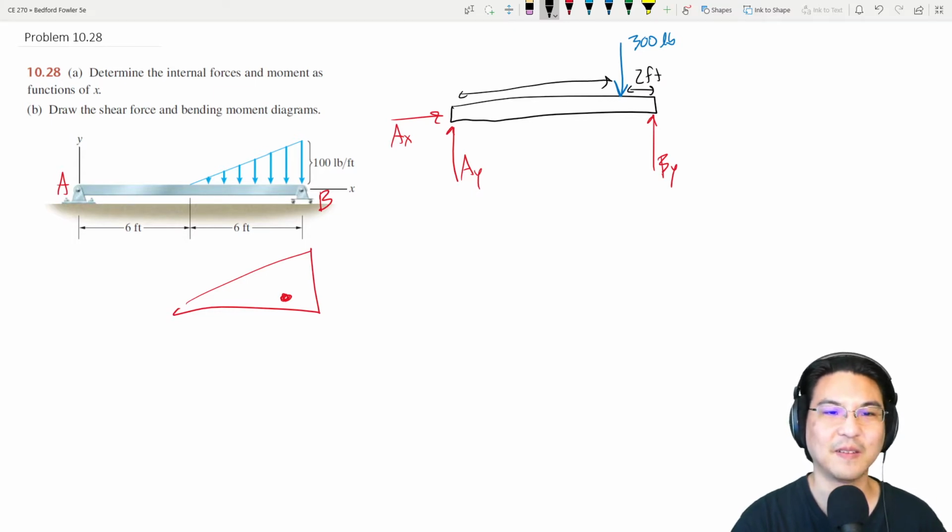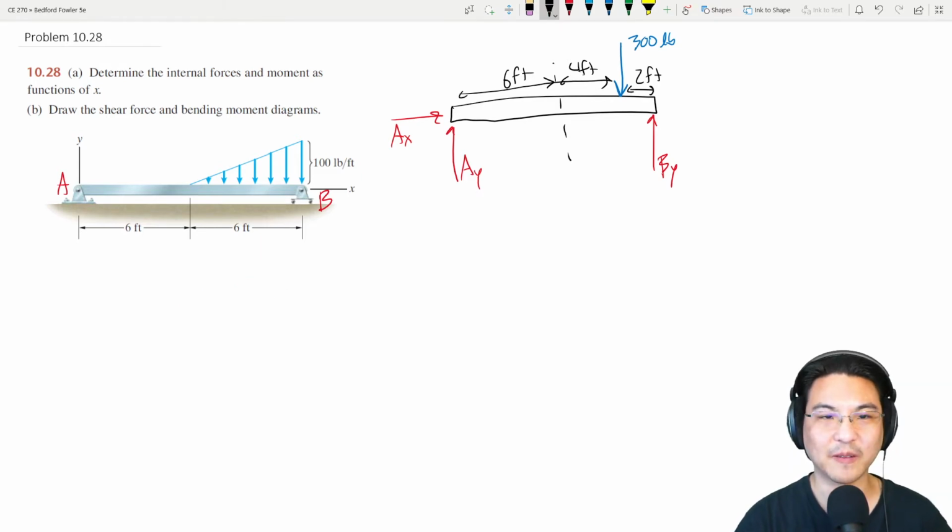So here to here is 6 feet, 4 feet over here. This is the middle. Okay, so now let's solve for those reactions.